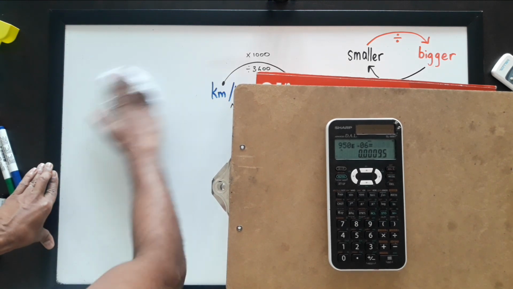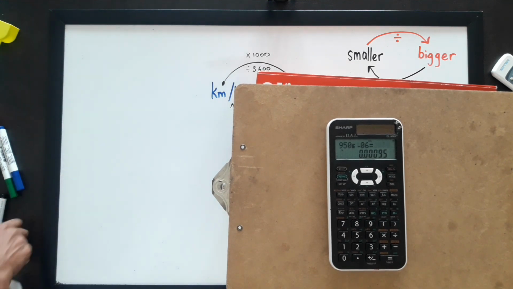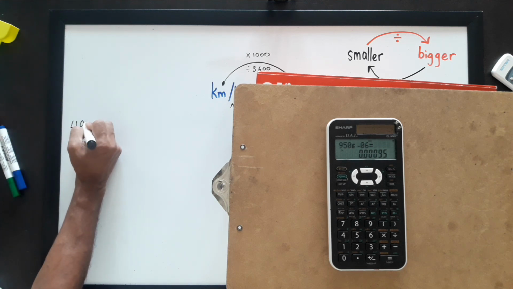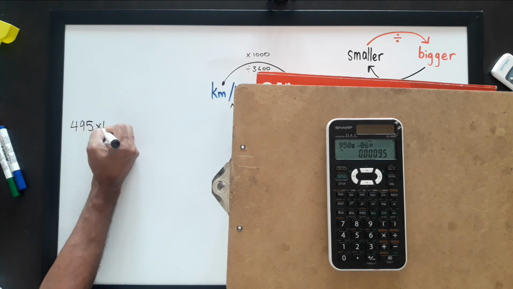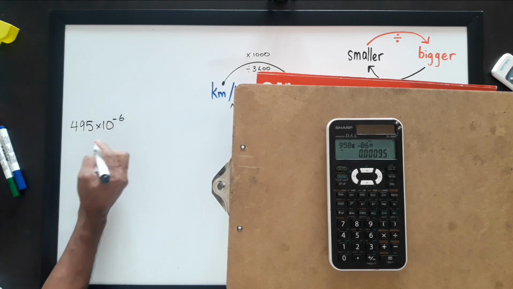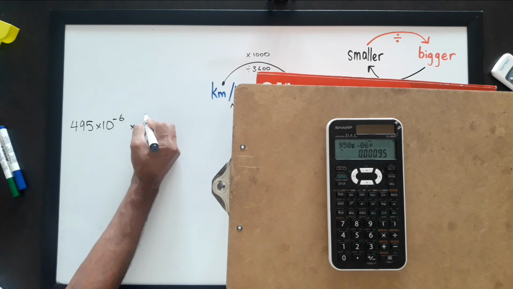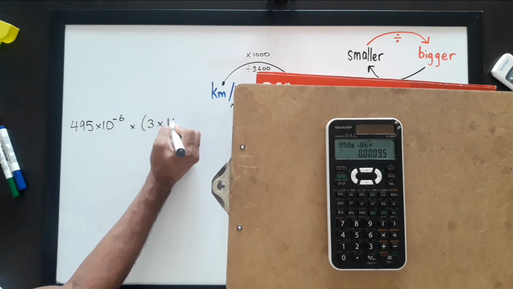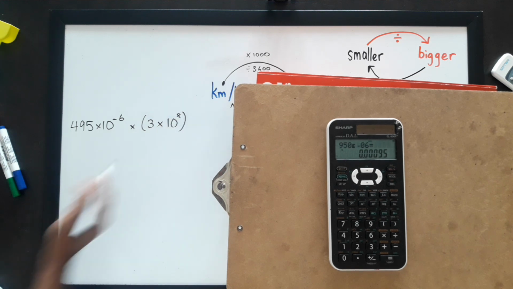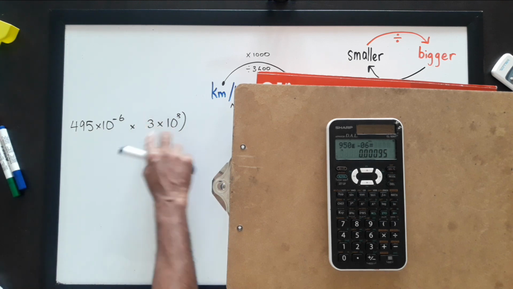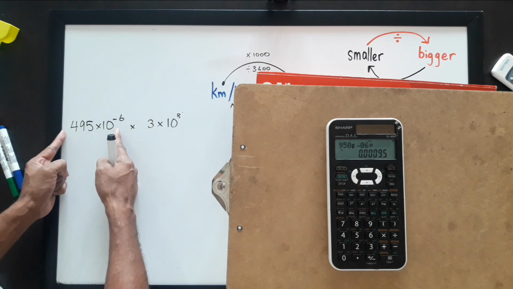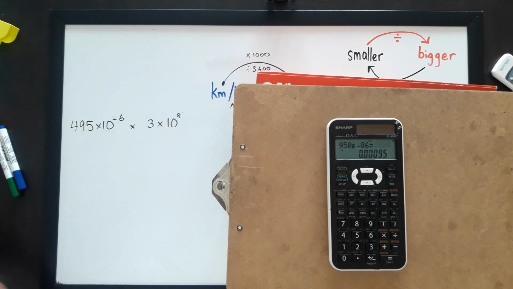Right? Alright. Let's say you had this calculation to do. 495 multiplied by 10 to the power minus 6. Multiply by 3 multiplied by 10 to the power 8. Alright, so how are we going to do this question? Let's remove the brackets. We want to take this entire expression and multiply by this entire expression.